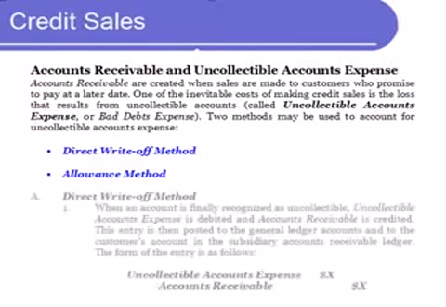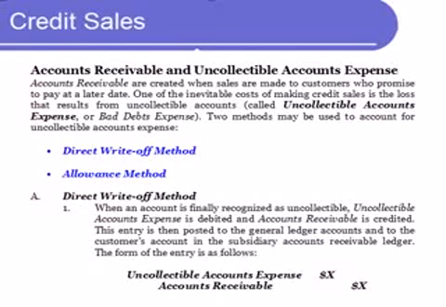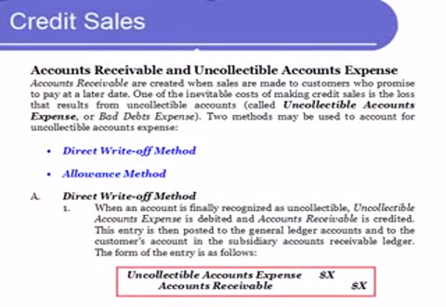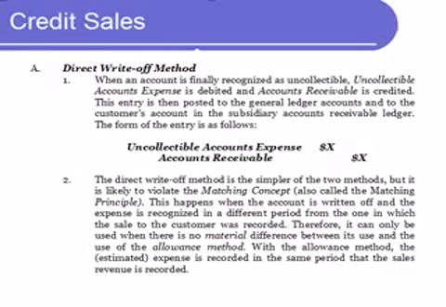Direct write-off is the simplest. When the company realizes that one of its accounts will never be collected, it writes off the account by crediting accounts receivable. It then debits an expense account called uncollectible accounts expense, or sometimes bad debts expense. The direct write-off method is very straightforward, but there's a problem with it. Namely, it violates the matching principle.